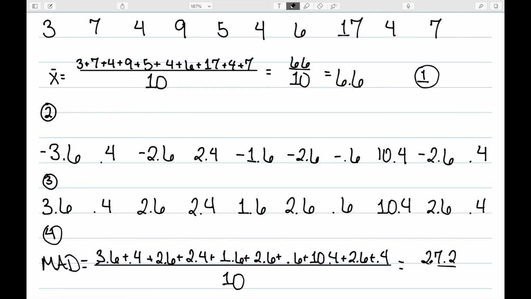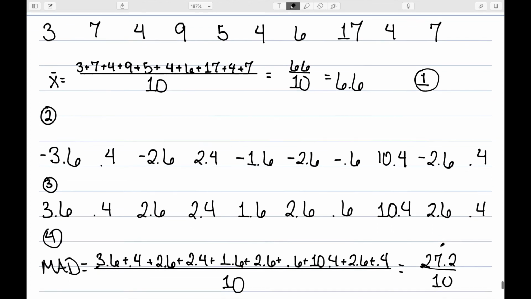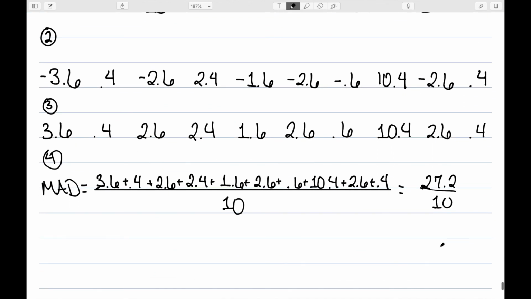We get 27.2 divided by 10, or 2.72. And the idea of this is a smaller mean absolute deviation means my data is more compact, whereas a bigger mean absolute deviation tells me my data is much more spread out.